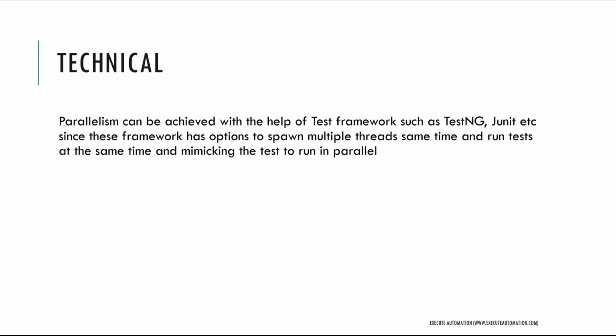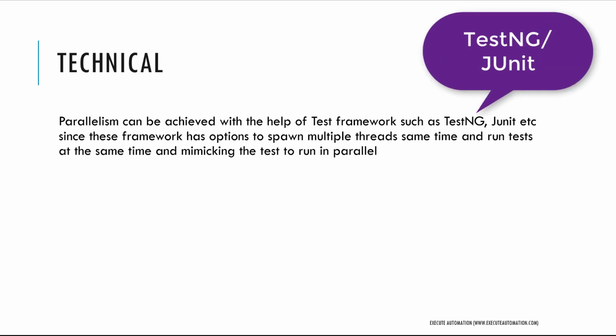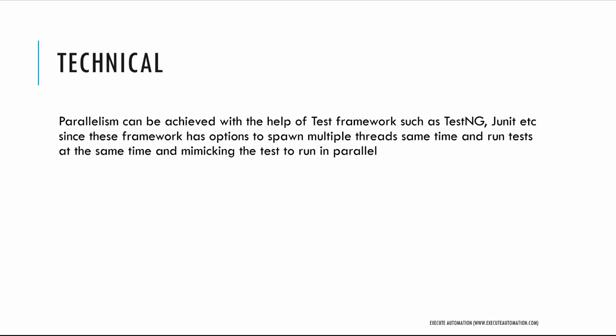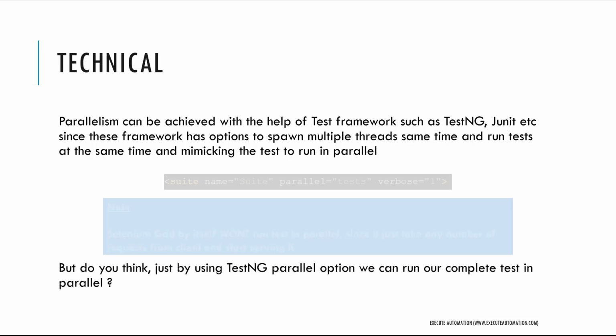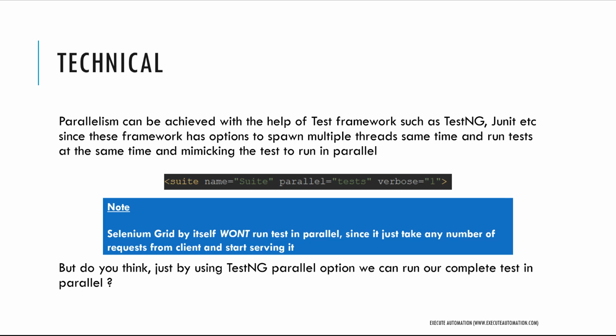If you think about the technical details of what is going to happen, parallelism can be achieved with the help of test frameworks such as TestNG, JUnit, etc. Since these frameworks have the option to spawn multiple threads at the same time and run tests at the same time, mimicking the tests running in parallel threads, right? That's what parallelism is, and we can achieve it much more simply using TestNG and JUnit. And in TestNG, we have an attribute in the testng.xml file, something like parallel equals tests, or parallel equals classes or methods. If you specify that, these methods or tests or classes are going to run in parallel threads.